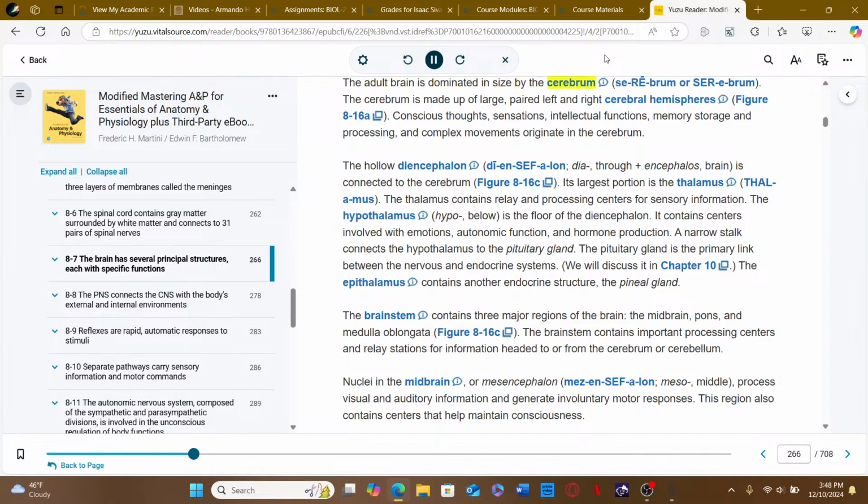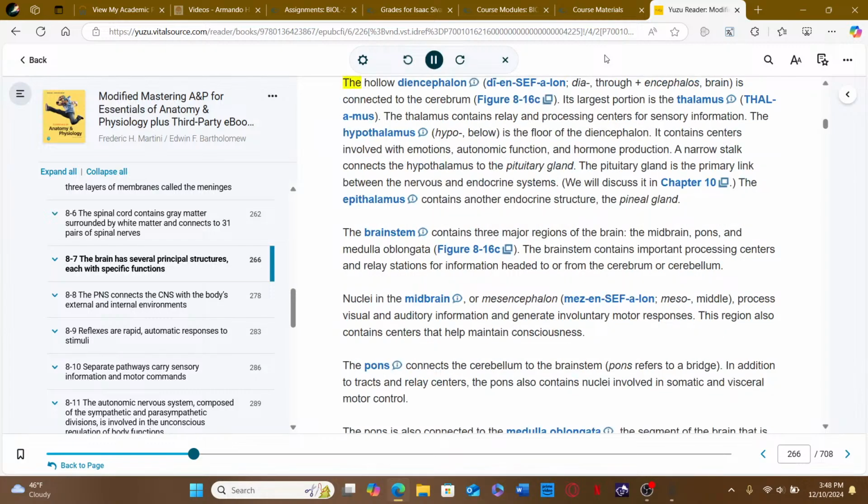The adult brain is dominated in size by the cerebrum. The cerebrum is made up of large, paired left and right cerebral hemispheres, Figure 8-16a. Conscious thoughts, sensations, intellectual functions, memory storage and processing, and complex movements originate in the cerebrum.